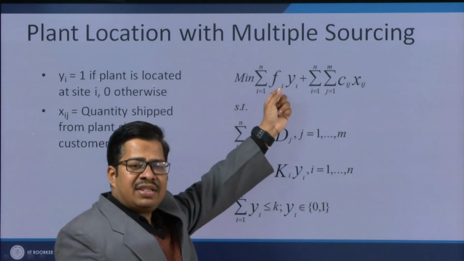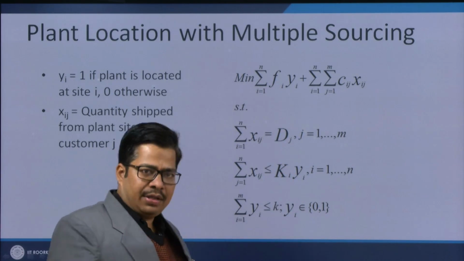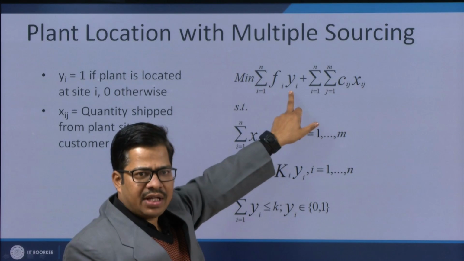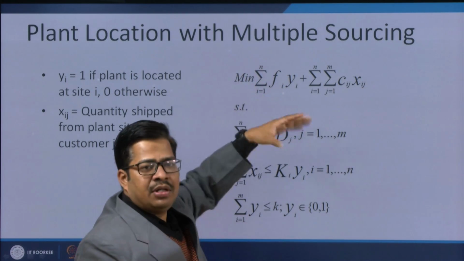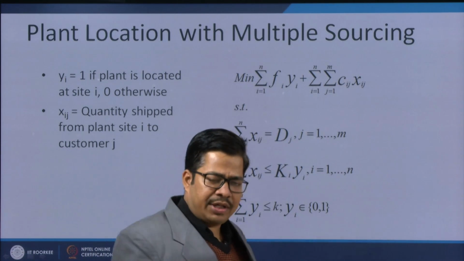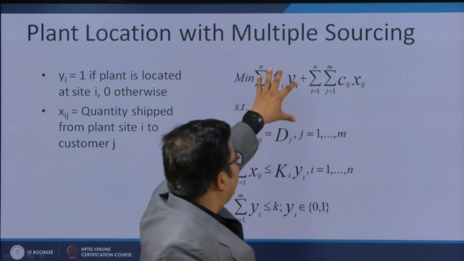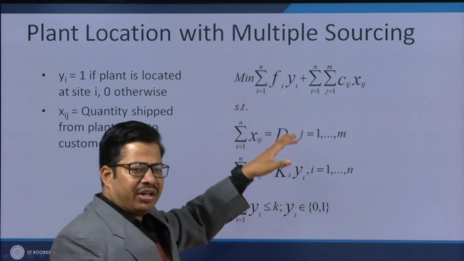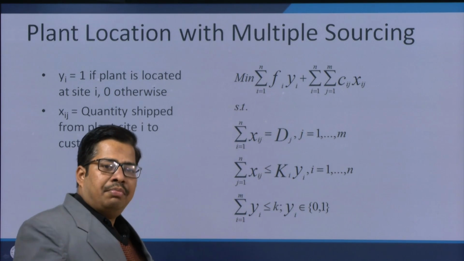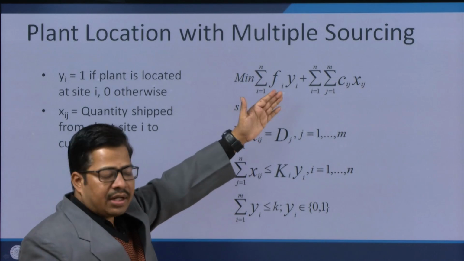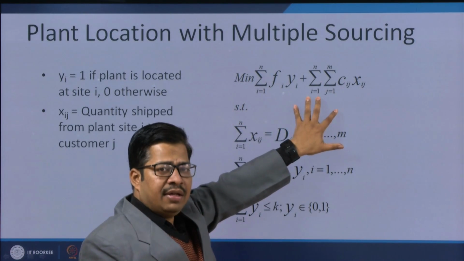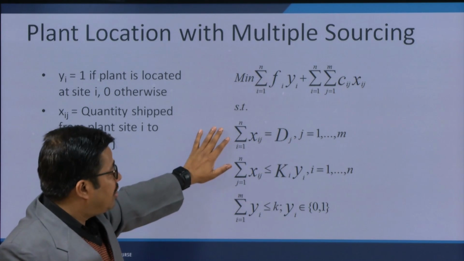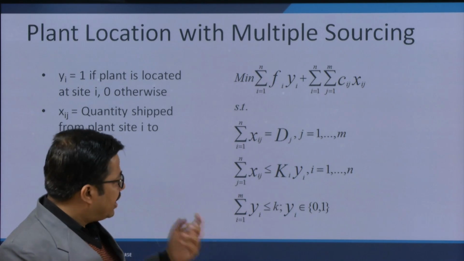And fi is the fixed cost of opening the plant. So the fixed cost will only apply when yi is 1, and if yi is 0, this factor will become 0. So if you are not interested in opening a plant at a particular location, there will not be any fixed cost associated at that location. So in this model you have more comprehensiveness, where you are considering the transportation cost as well as the fixed cost. And as usual, this is the first constraint, that you are interested in fulfilling the 100% demand of a destination.